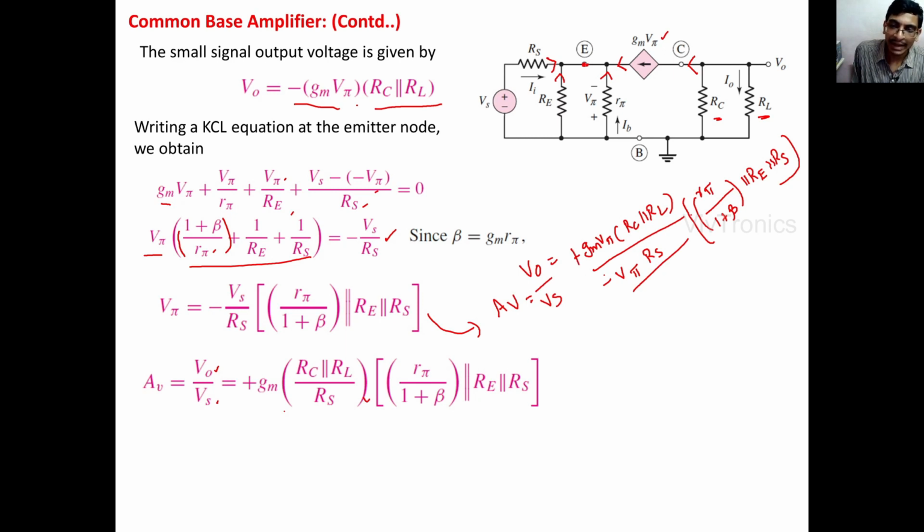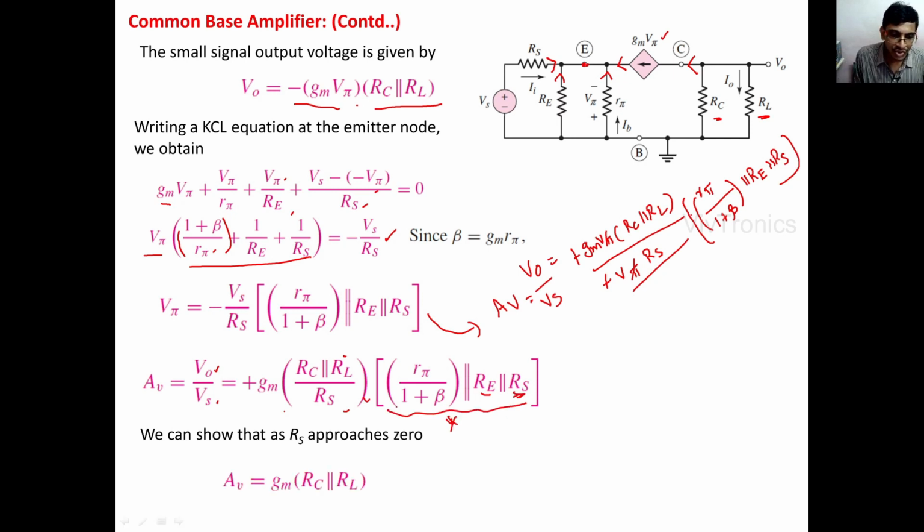Here we can cancel minus and minus, V pi and V pi. Therefore, the resultant voltage gain equation will be equal to plus Gm Rc parallel RL divided by Rs into R pi divided by 1 plus beta in parallel with Re in parallel with Rs. That is the voltage gain of the CB amplifier.